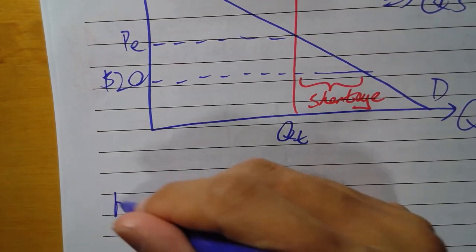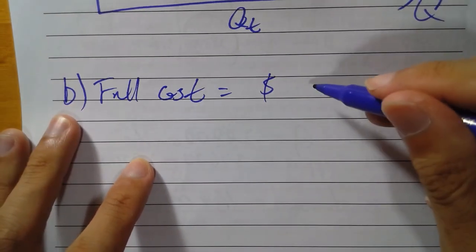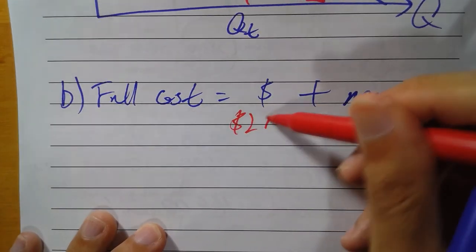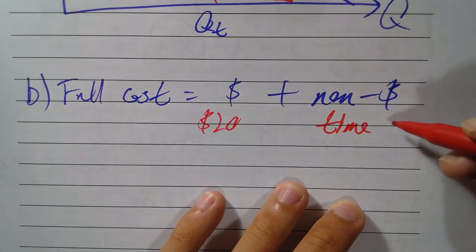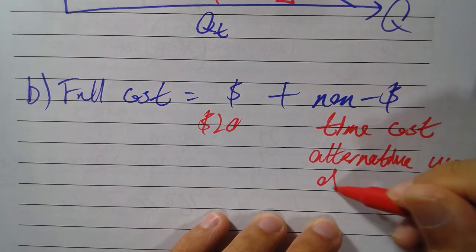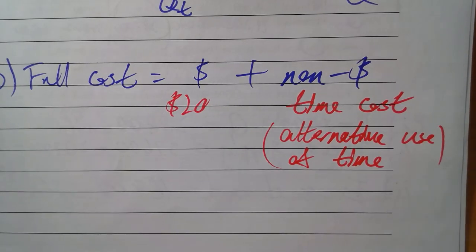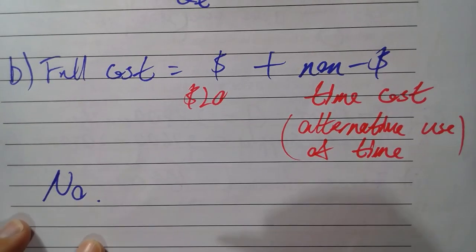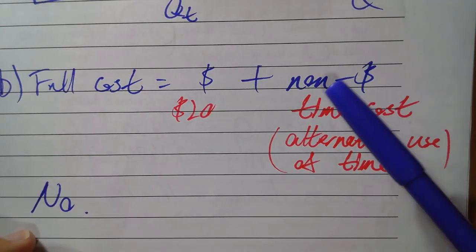Now, 2B, explain whether the full cost is $20. First of all, remember, when we talk about full cost, the idea equals monetary cost plus non-monetary costs. Now here, obviously, we need to pay $20. But we also need to pay a lot of non-monetary costs. For example, our time cost. Alternative use of time. Maybe when I go to buy the ticket, I could actually go home and sleep, or revise for our economics, then we also lose that value. So the answer is no. It is not necessarily $20. Maybe higher than $20 because of the non-monetary part.